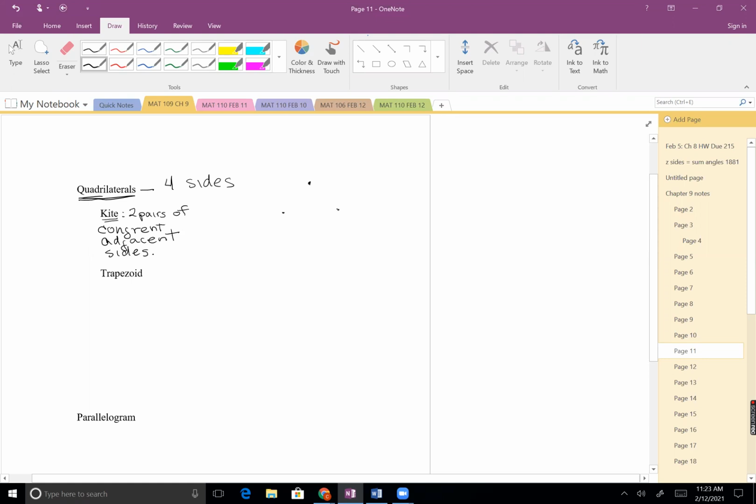Has anybody ever flown a kite? You know, I don't know, is anybody else a big Mary Poppins movie fan? Like the kites that they fly at the beginning of Mary Poppins, where these two sides are congruent, equal length. These two sides are congruent, equal length, but the red and the blue sides aren't necessarily congruent to each other.